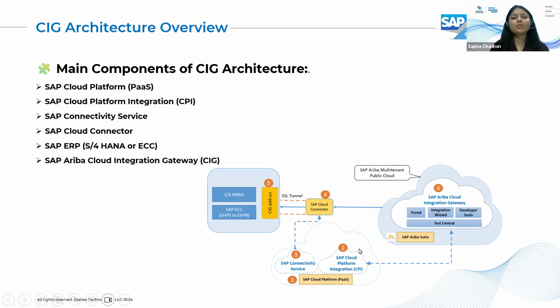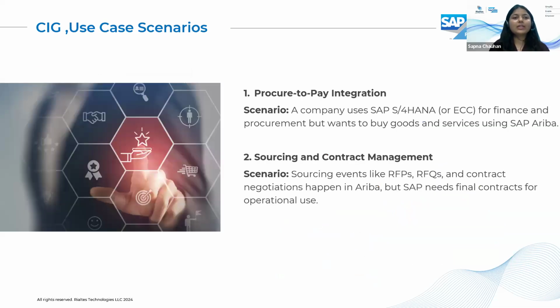If we have complex logic, then only we go with CPI. Otherwise, we can use CIG only. Then I will explain the use case scenarios like procure to pay, integration or sourcing, and contract management, and how CIG will work in these cases.